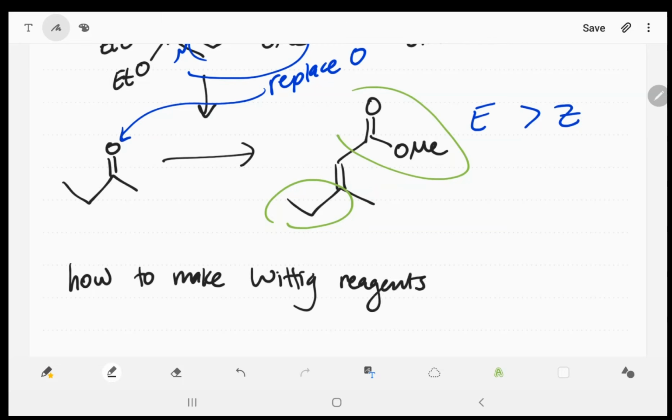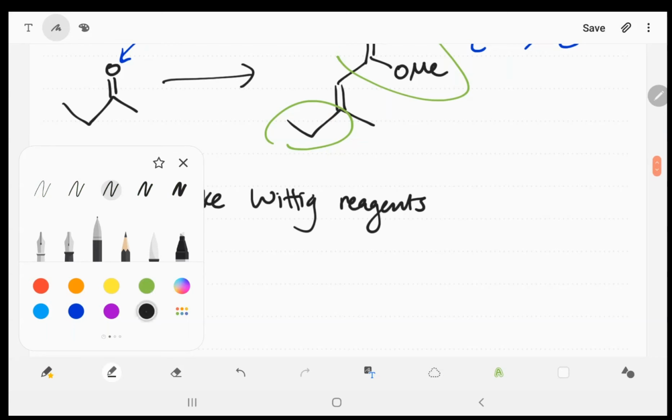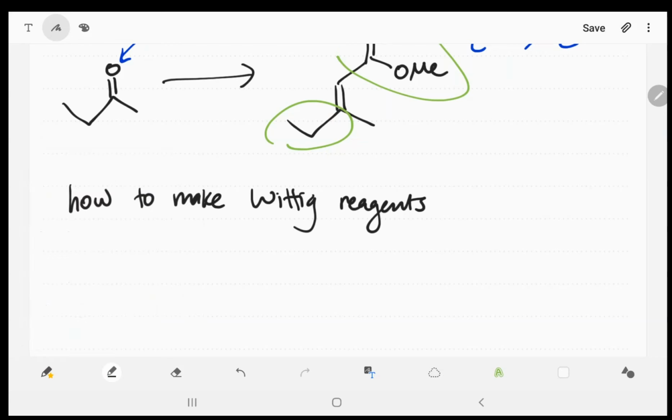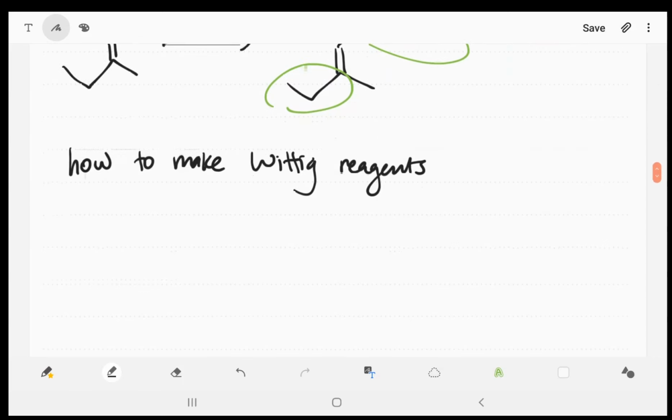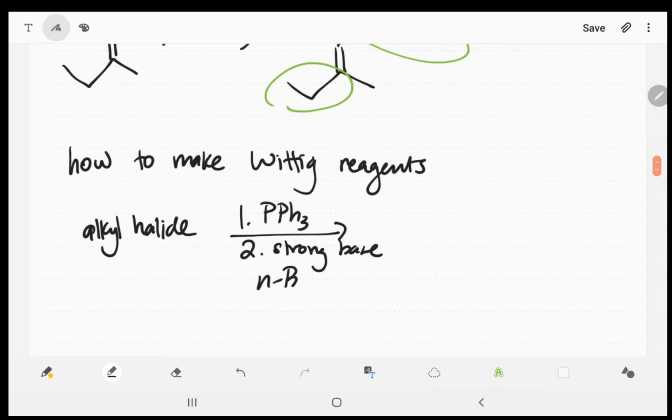So, making Wittig reagents is pretty easy. I say that, but it has to be done oxygen-free, and in reality, it's actually pretty tough. On paper, though, it's really easy. So you'll take an alkyl halide, and you'll give it the triphenylphosphine, and then a strong base. Typically, here you use butyl lithium as your base. Nice strong base here, and you'll end up with your Wittig reagent.